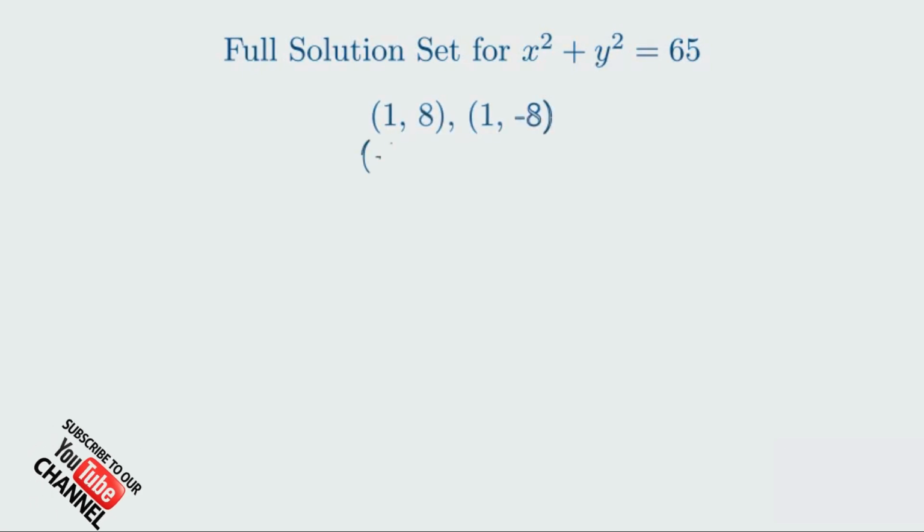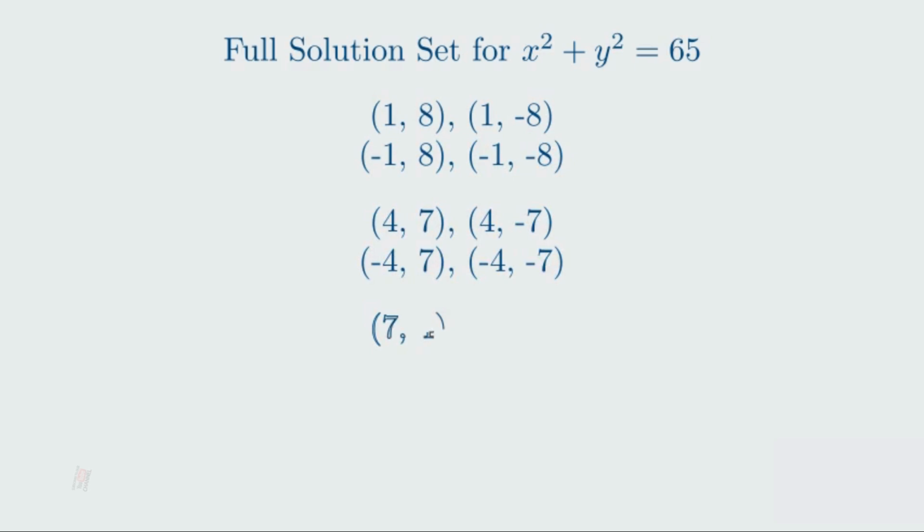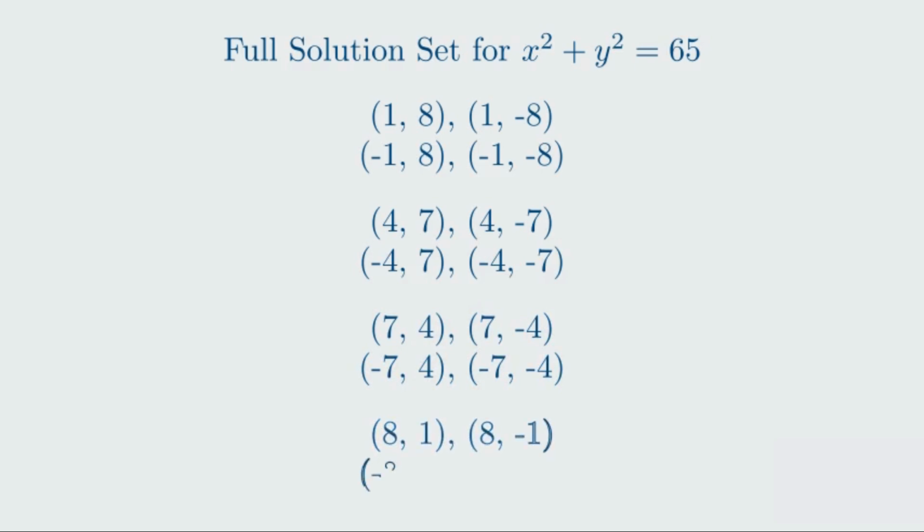Let's put everything together and list all 16 integer solutions for our equation. Our full set of solutions includes the 8 we found for positive x and 8 more for negative x. First, we have our pairs involving 1 and 8. Next, the pairs involving 4 and 7. Then, the pairs involving 7 and 4. And finally, the pairs involving 8 and 1.